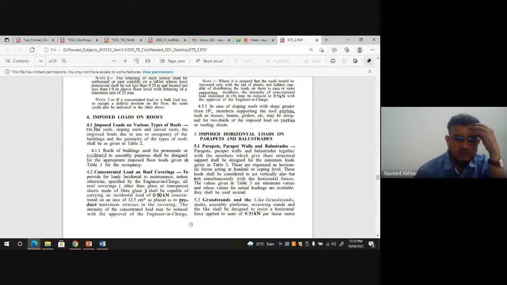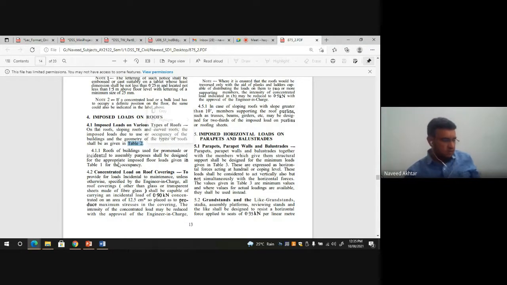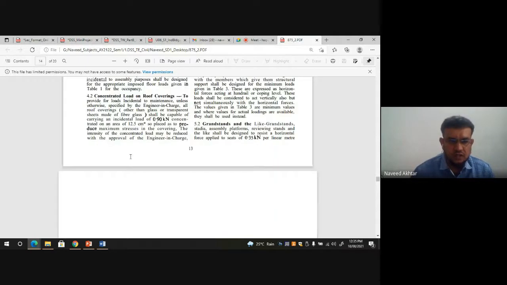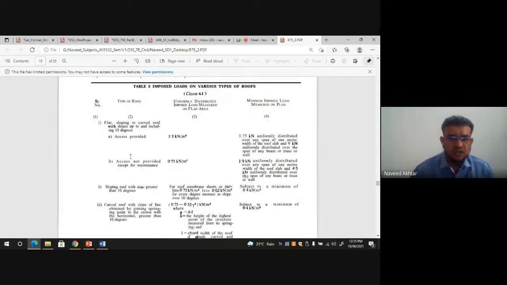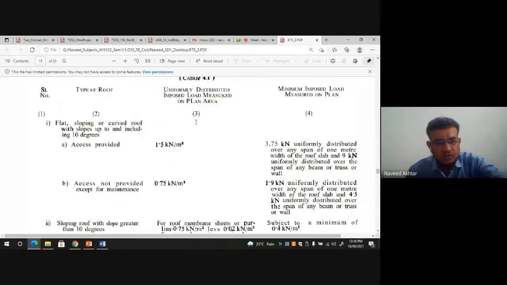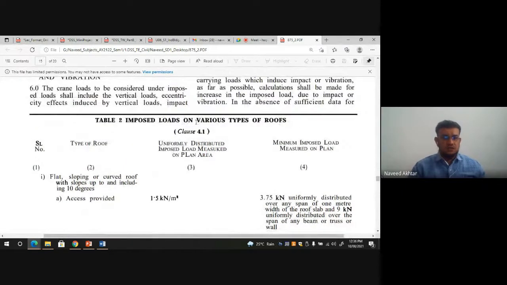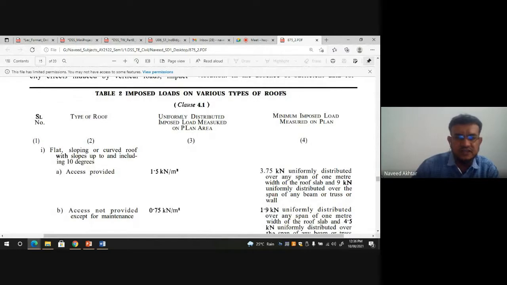So for the imposed load on flat roof, sloping roofs, and curved roof, the imposed load depends on the occupancy of the building and the geometry, and the type of load should be given in table 2. What it says is that if you are going for the live load on the roof, you have to take it from the table. So I will come to table number 2. You can see table number 2 of IS 875 part 2, imposed load on various types of roof. Now it is visible. So table number 2 is the imposed load on the various types of roof. The types of roof are flat, sloping or curved roof, with slopes up to an incline of 10 degree.